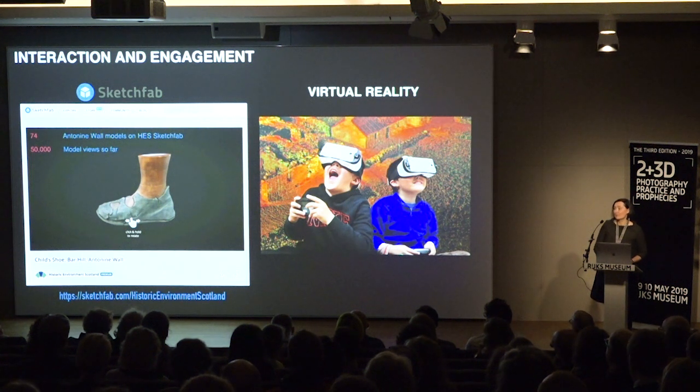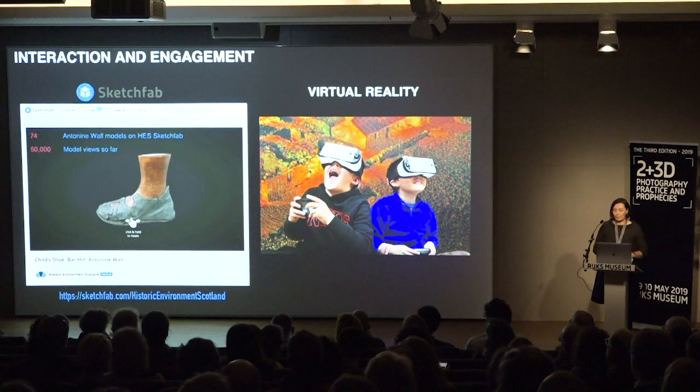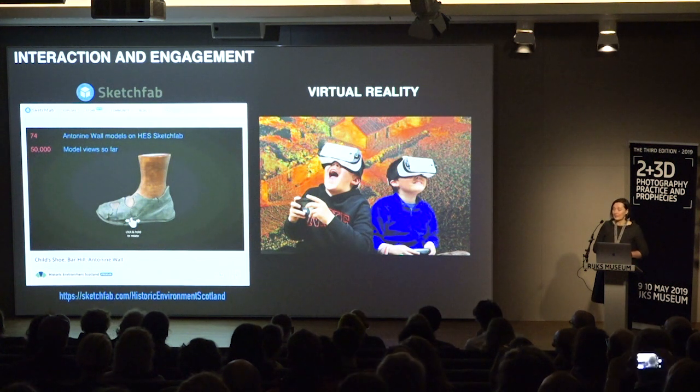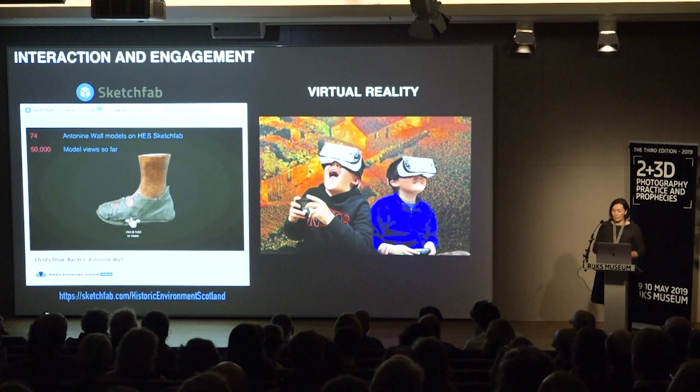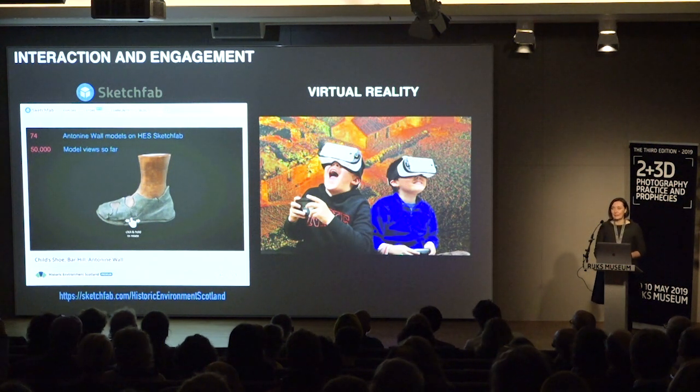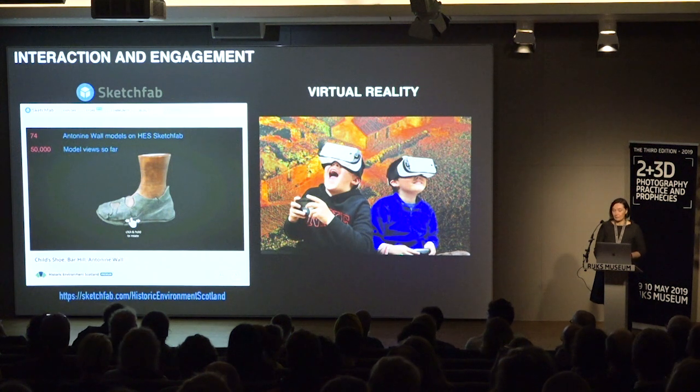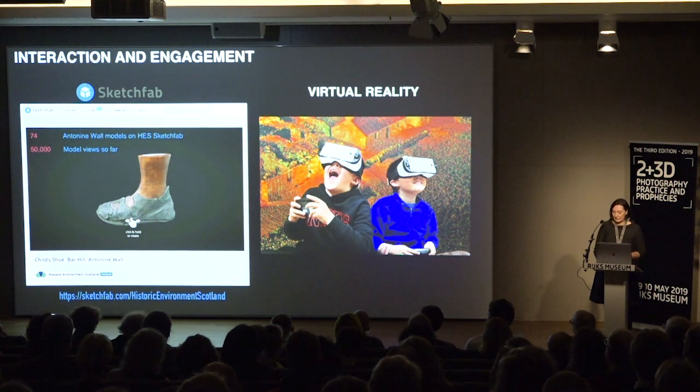So Sketchfab is, as you all know, many of you are using, a really engaging platform, and we currently have 74 models on our Historic Environment Scotland website specifically for the Antonine Wall. We have about 250 overall, and that's getting us lots of views in the amount of time that we've had these on here. So a really great way of us being able to bring these artifacts virtually to our audiences.